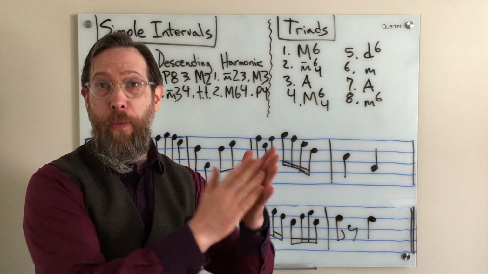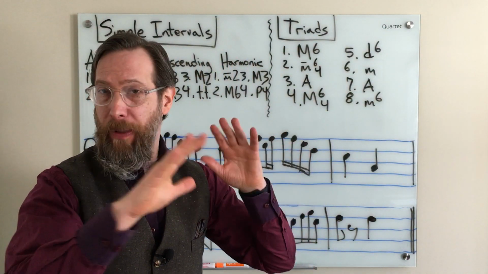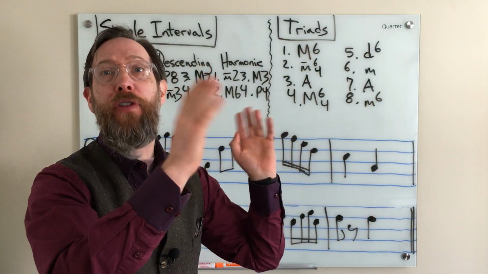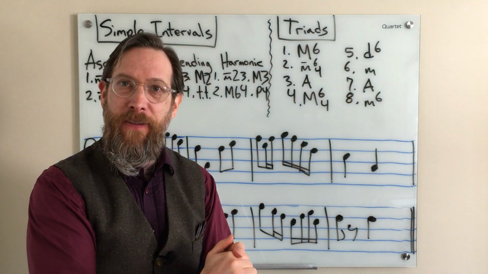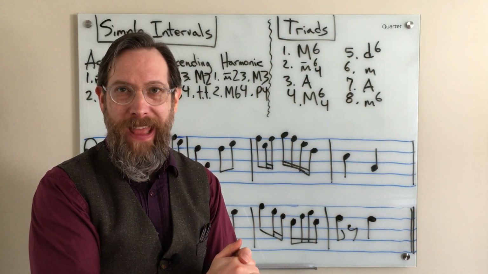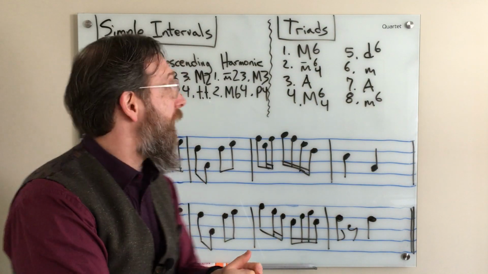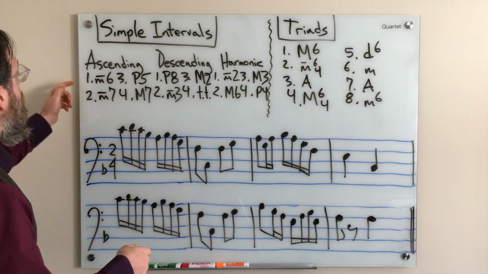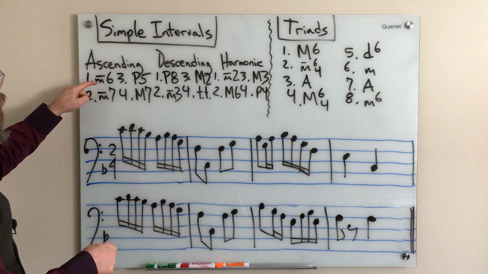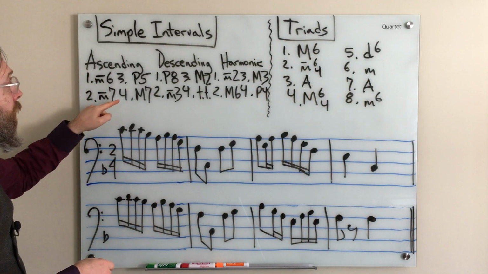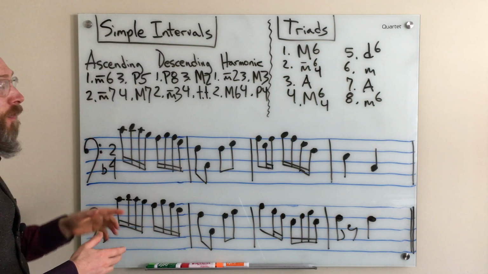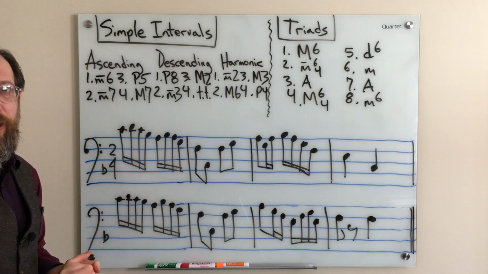So there's a video previously where I played all these different intervals and triads and a melody, and the job was to see if you could write it out and figure that out by ear. So here are the answers for the simple intervals, the ascending intervals. Number 1 was a minor 6, number 2 a minor 7, 3 a perfect 5th, and 4 a major 7.